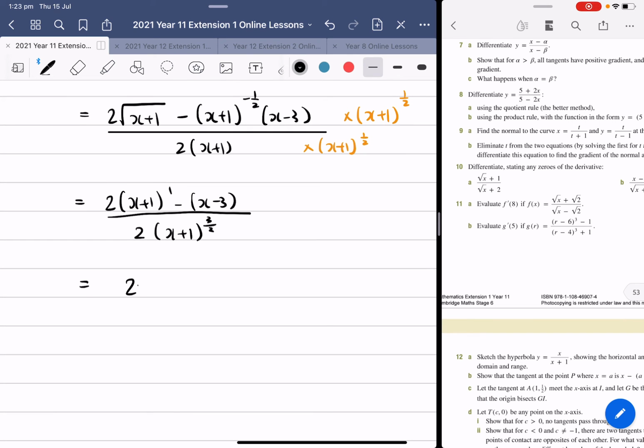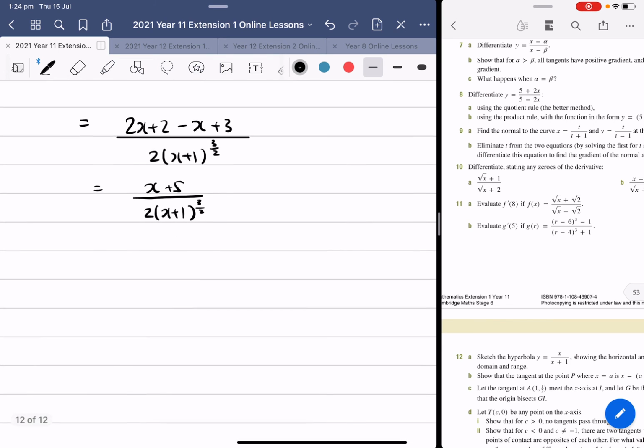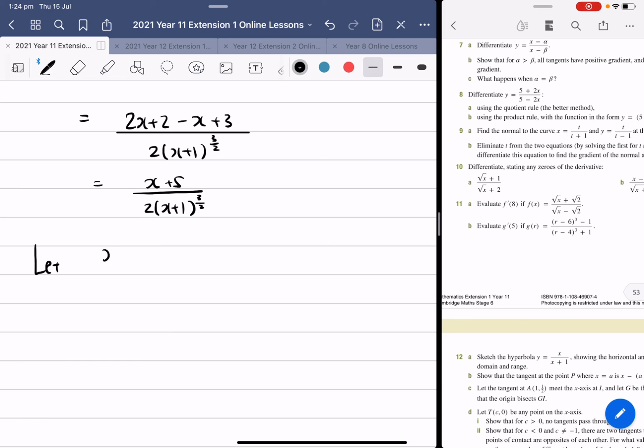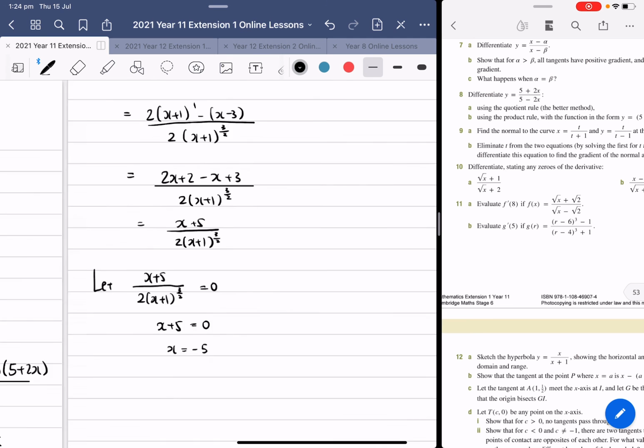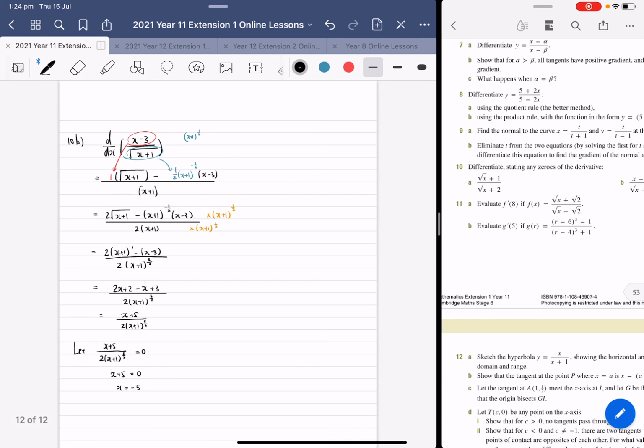Next we just need to expand the numerator, and we simplify it. Okay, so that's it. At the end, we just need to find the value of x for which the derivative is equal to 0. So at the end, x plus 5 is equal to 0, x is equal to minus 5. That's it for question 10b.